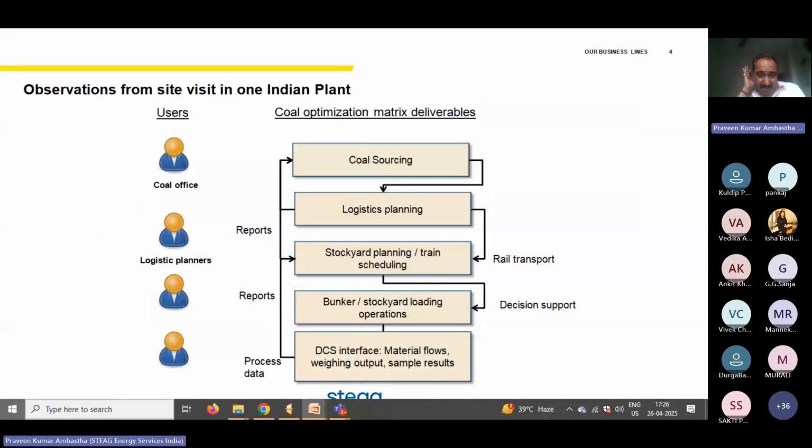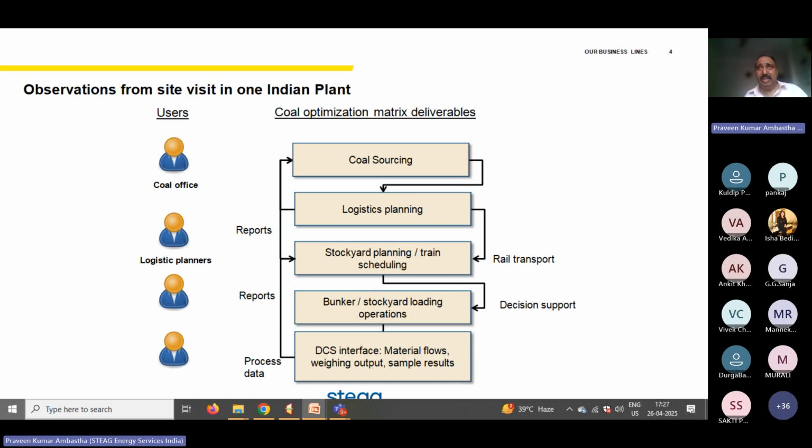So of course here we shall take everything into account, including from which source we are going to take the coal. We are doing the logistic planning, and then we shall take stockyard planning, train scheduling, bunker, and then we shall have the DCS interface and all.